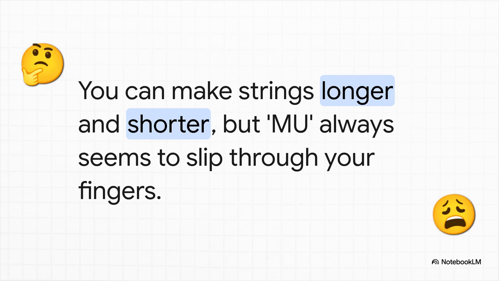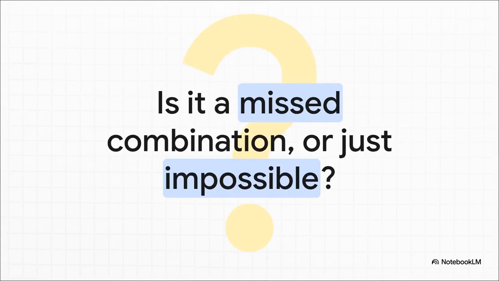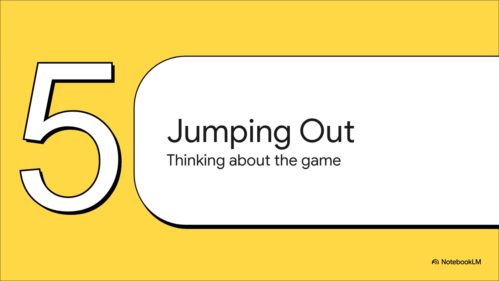It's honestly pretty frustrating. And this is where that little seed of doubt starts to grow. Are we just missing some super complicated 50-step combo of moves? Or is there something else going on here? Is it actually impossible? Is MU just not a theorem, meaning we could play this game for 1,000,000 years and never ever get it? To get an answer, we have to do something that's totally against the rules. We have to stop just playing the game, and we have to start thinking about the game itself. We need to take a step back and jump outside the system.